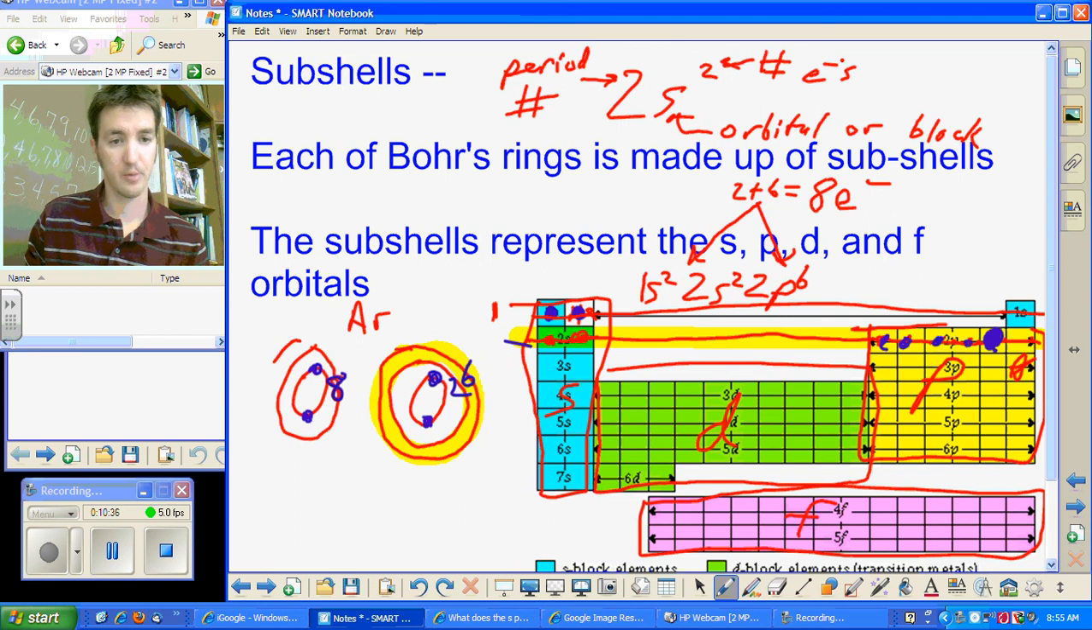On our regular picture, we draw a third shell. On that shell, to get to argon, we would put in another 8 electrons. So we have 2 plus 8 plus 8. That equals our 18.